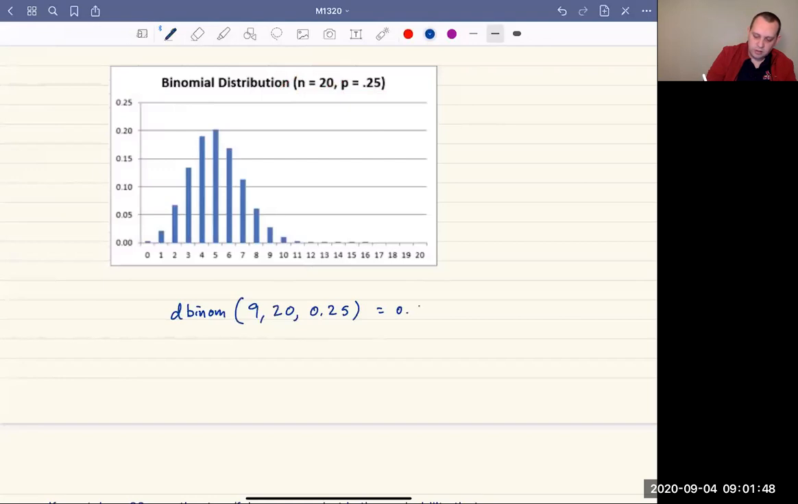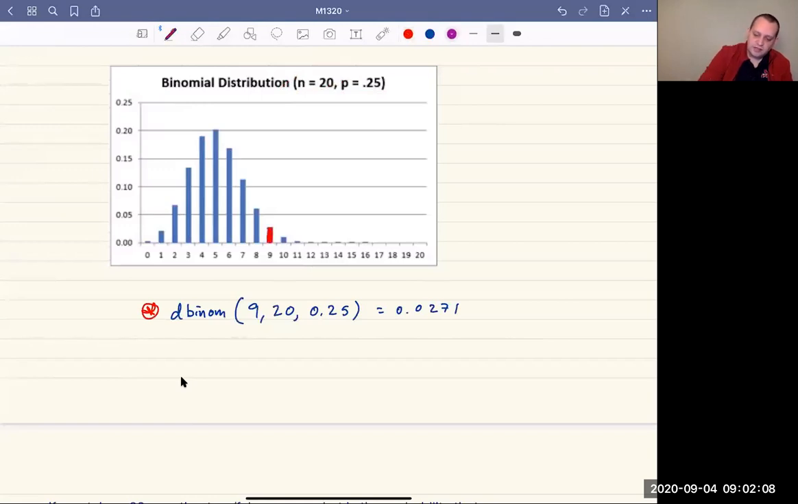0.0271. And that looks about right given the picture. So that's what the D binomial function is going to do. This D binomial term is going to give you the height of this bar here.